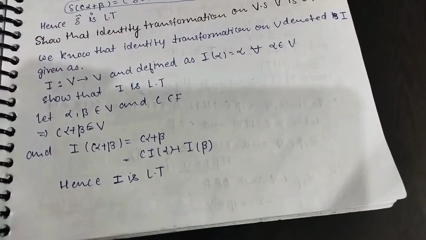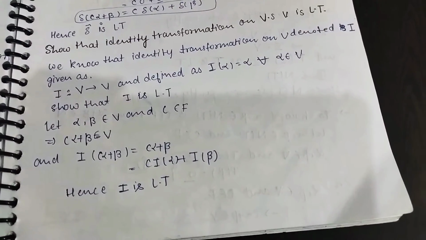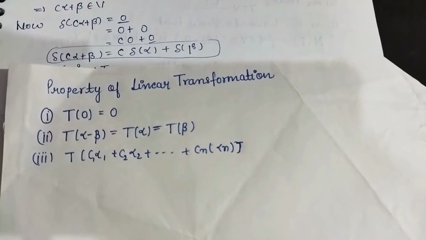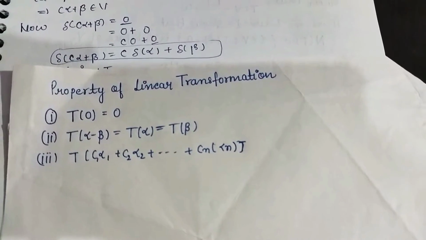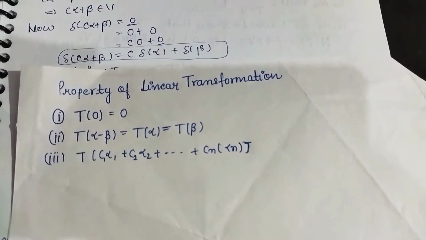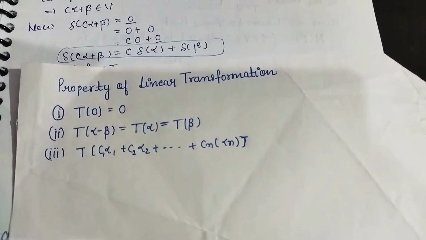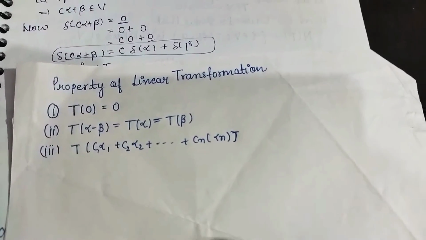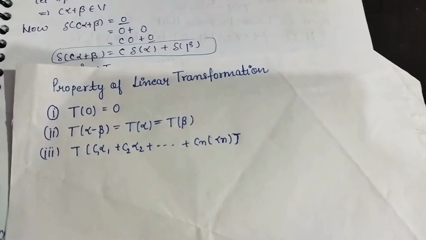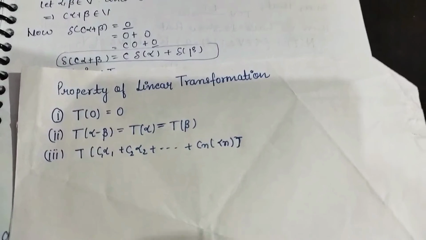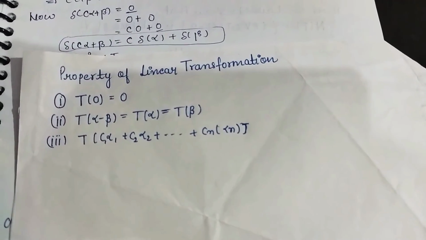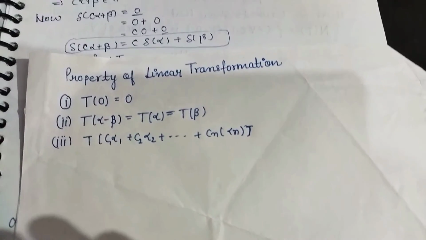Now we discuss some properties of linear transformations. The first one is T(0) = 0. The second is T(α − β) = T(α) − T(β). The third one is T(c1α1 + c2α2 + ... + cnαn) = c1T(α1) + c2T(α2) + ... + cnT(αn). These are the properties of linear transformation, and thank you.